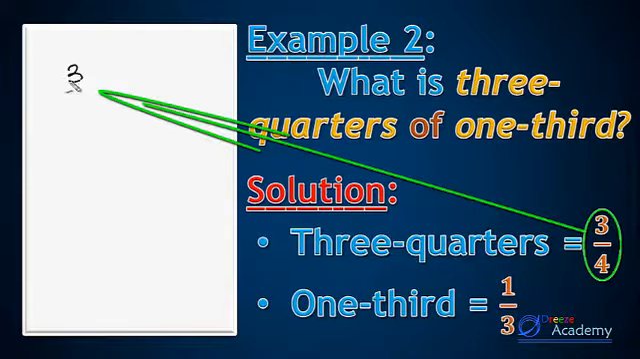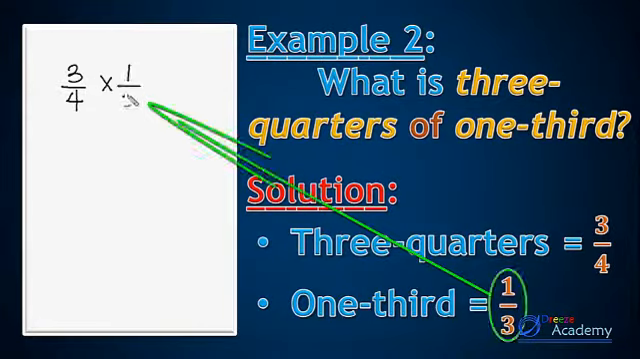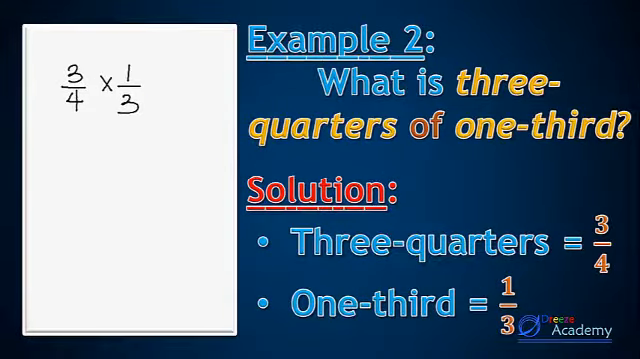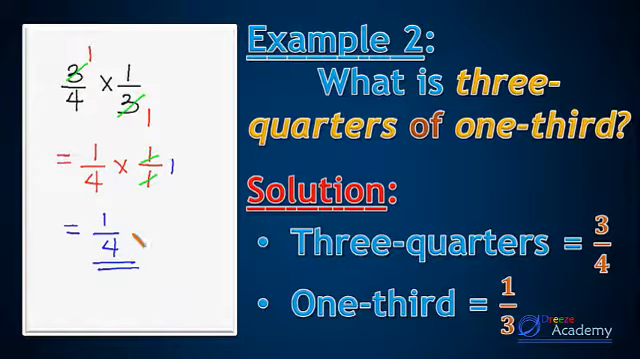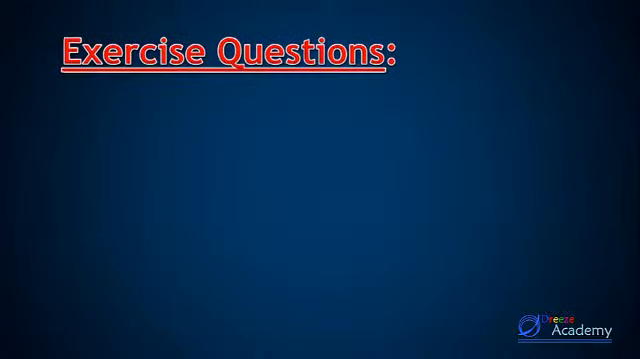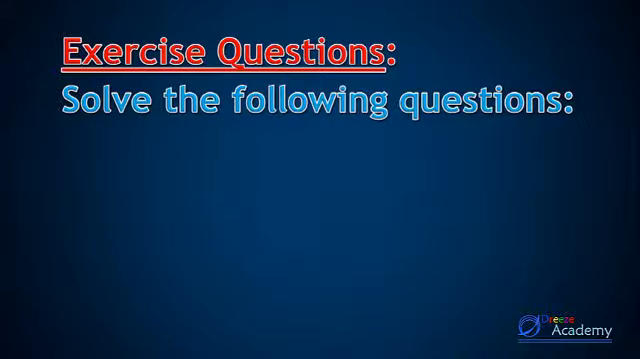So 3/4 times 1/3 is equal to, well, let's first reduce the fraction by saying 3 into 3 is 1 and 3 into the other 3 is also 1. Therefore, the result of this multiplication is 1/4. Good. Now let's solve some practical questions.